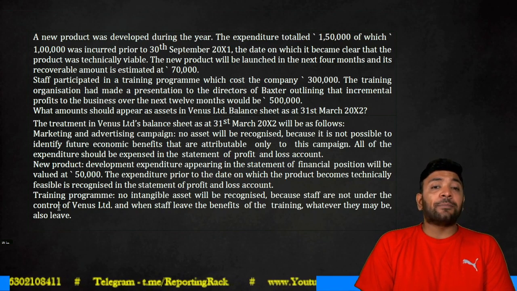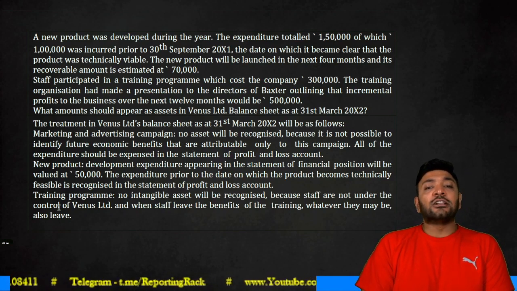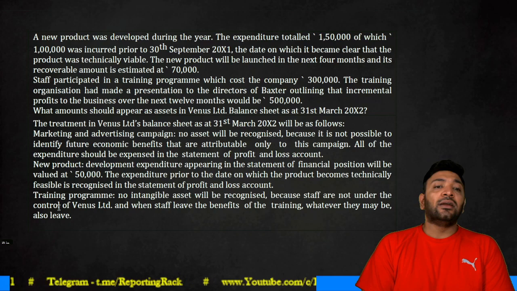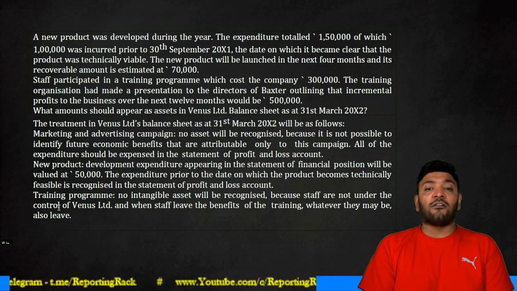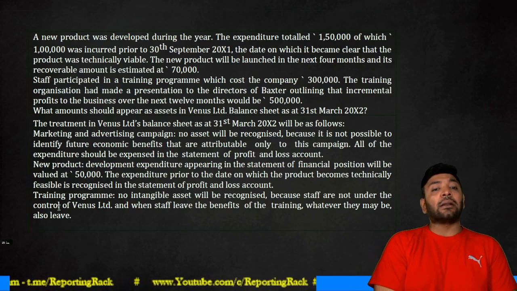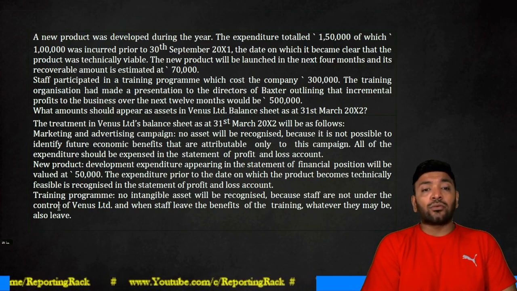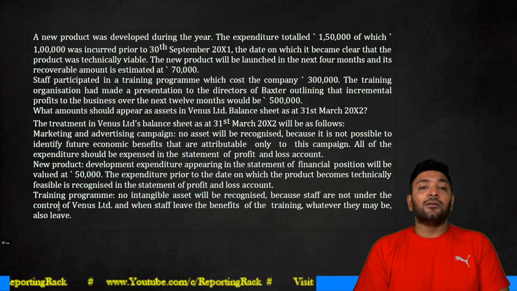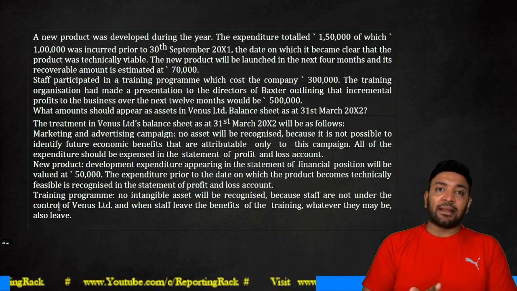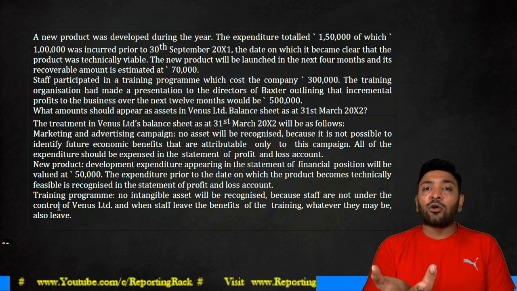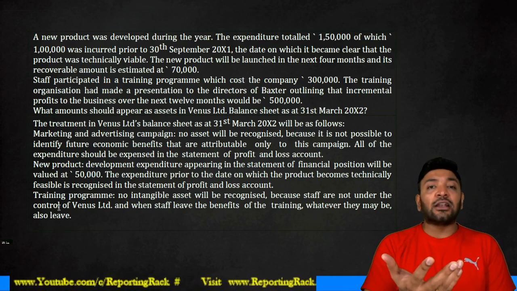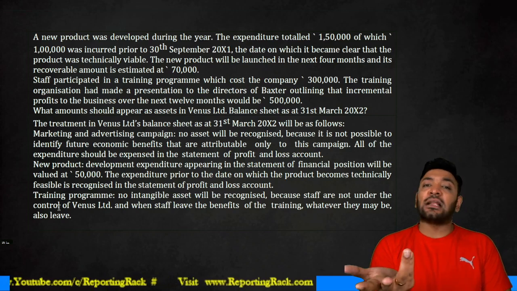The staff participated in a training program which cost 3 lakhs to the company. The training organization has made a presentation to the directors of Baxter outlining the incremental profits over the next 12 months would be 5 lakhs. Any marketing fellow will do the same thing. If I am asking you to incur 3 lakh rupees of expenditure as staff training, I would obviously tell you that the benefit that you will derive from such staff training is much more than 3 lakh.